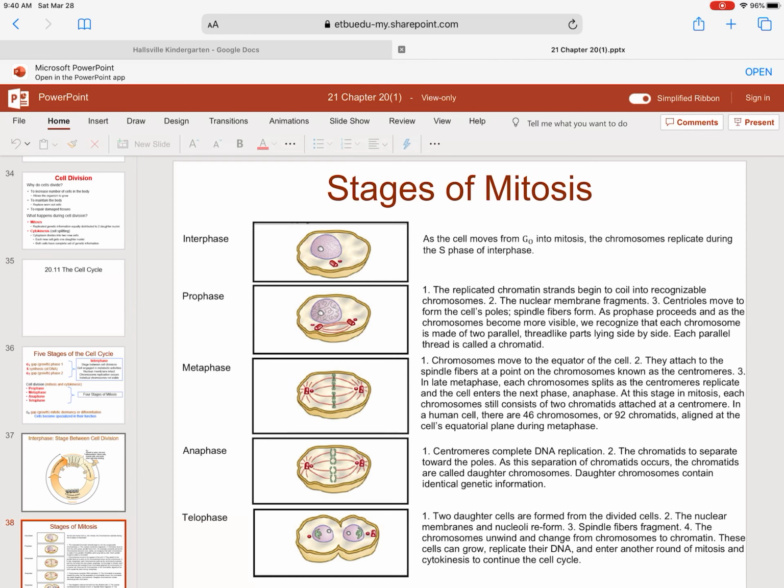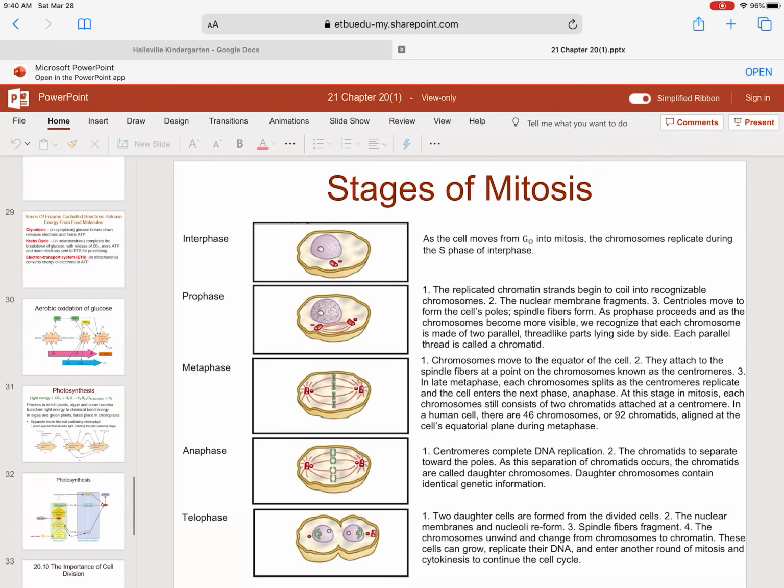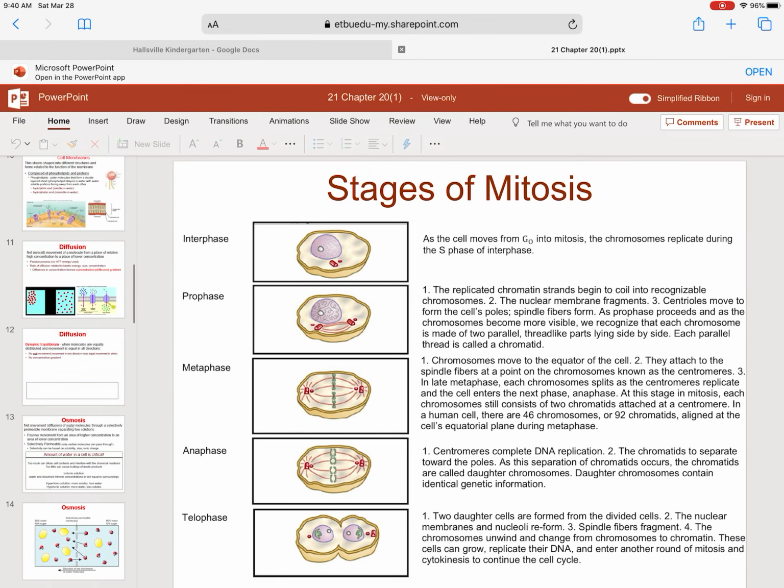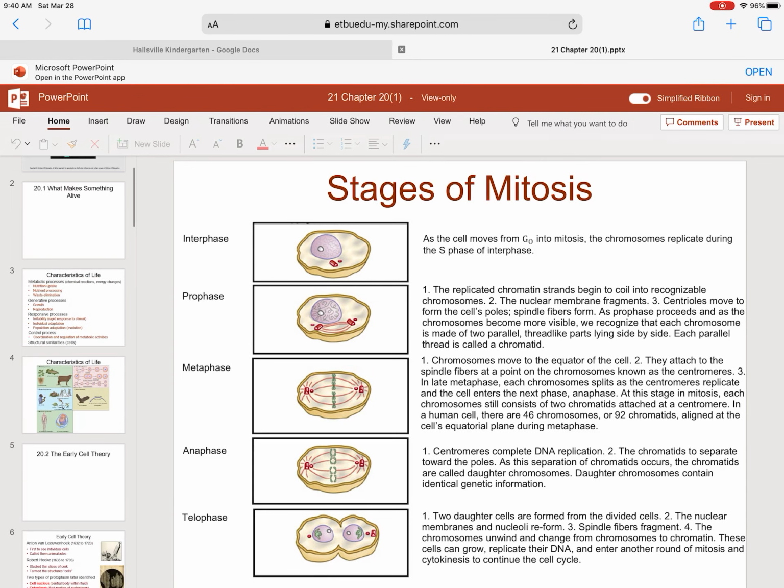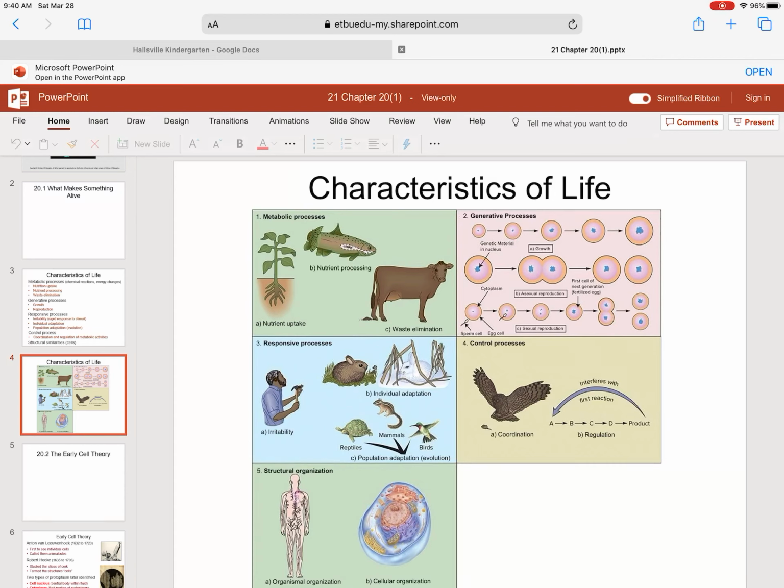Now, this is not meiosis, which is where you have the sexual reproduction, the gametes, and things like that, but mitosis. Okay, so if we go back up to the top, when we looked at that figure right here, this is going to be the growth right there, all the way across.